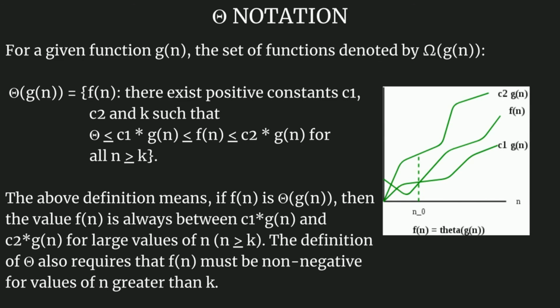The definition of theta also requires that f of n must be non-negative for values of n greater than k. So these were all the asymptotic notations that we use in order to analyze the efficiency and potential of any algorithmic approach we will encounter.